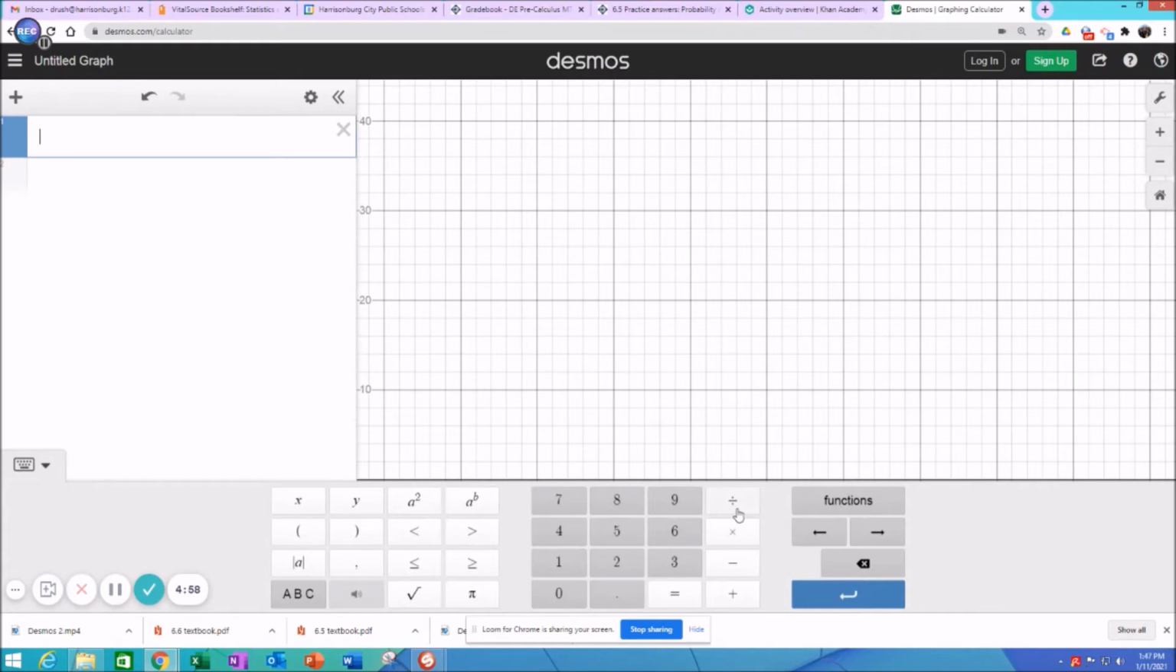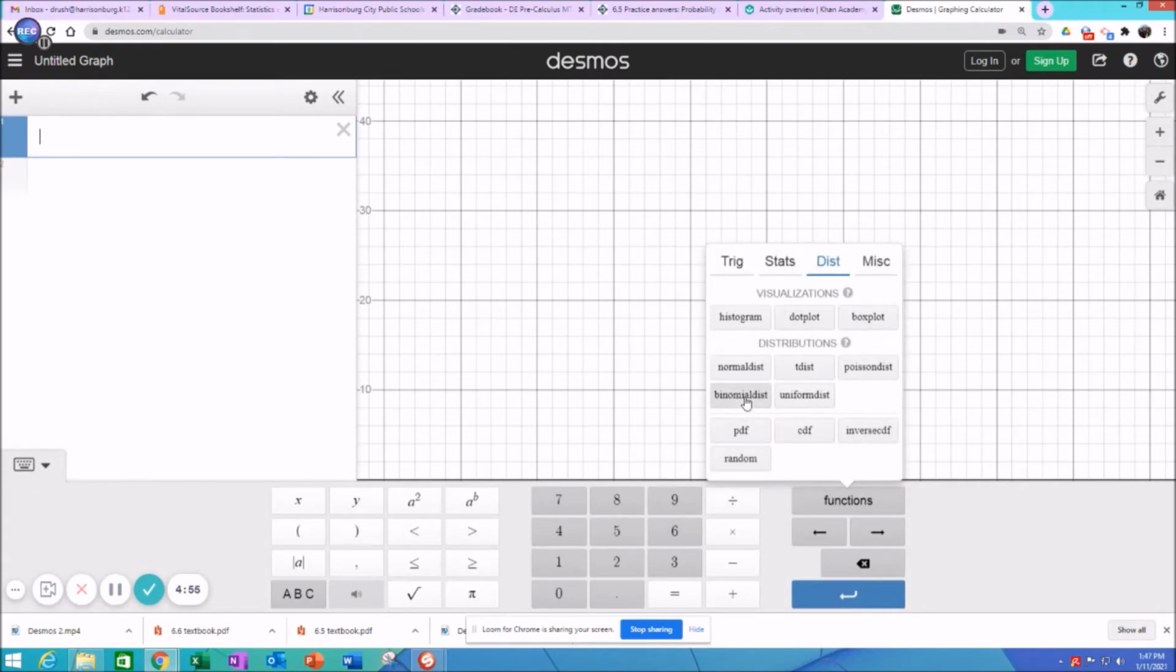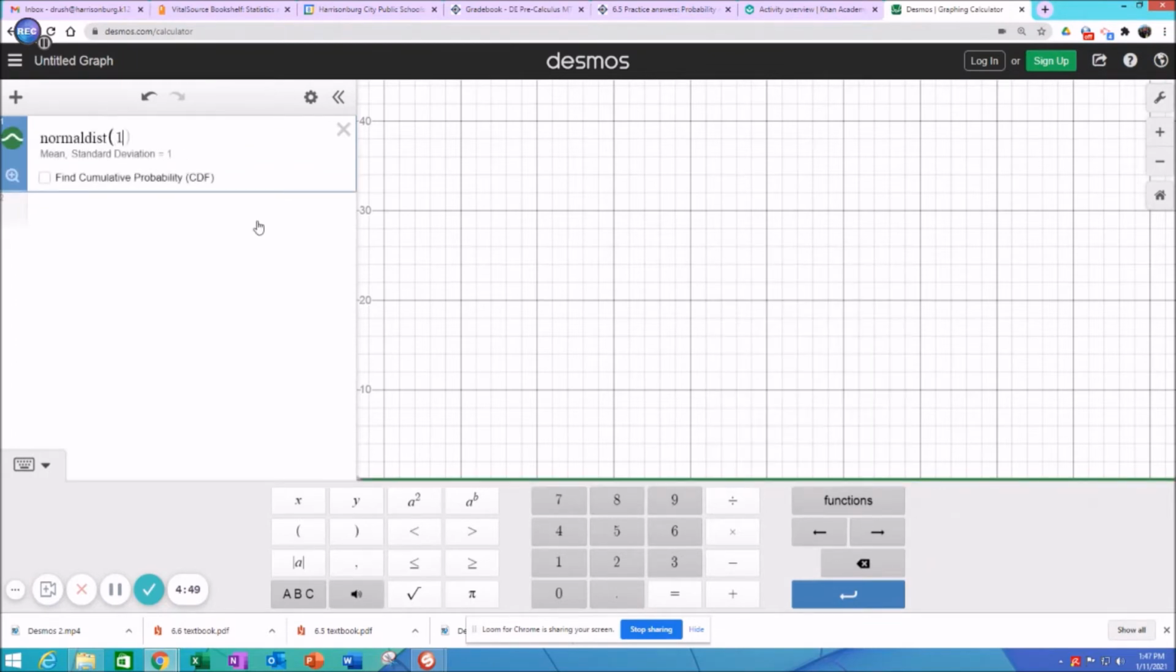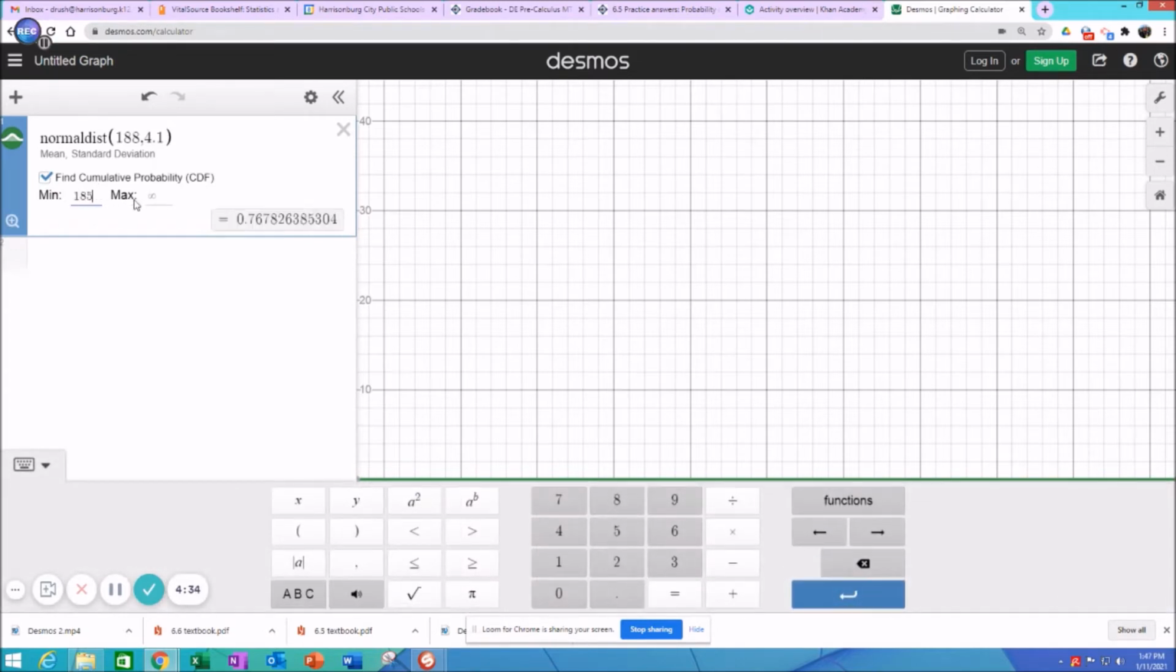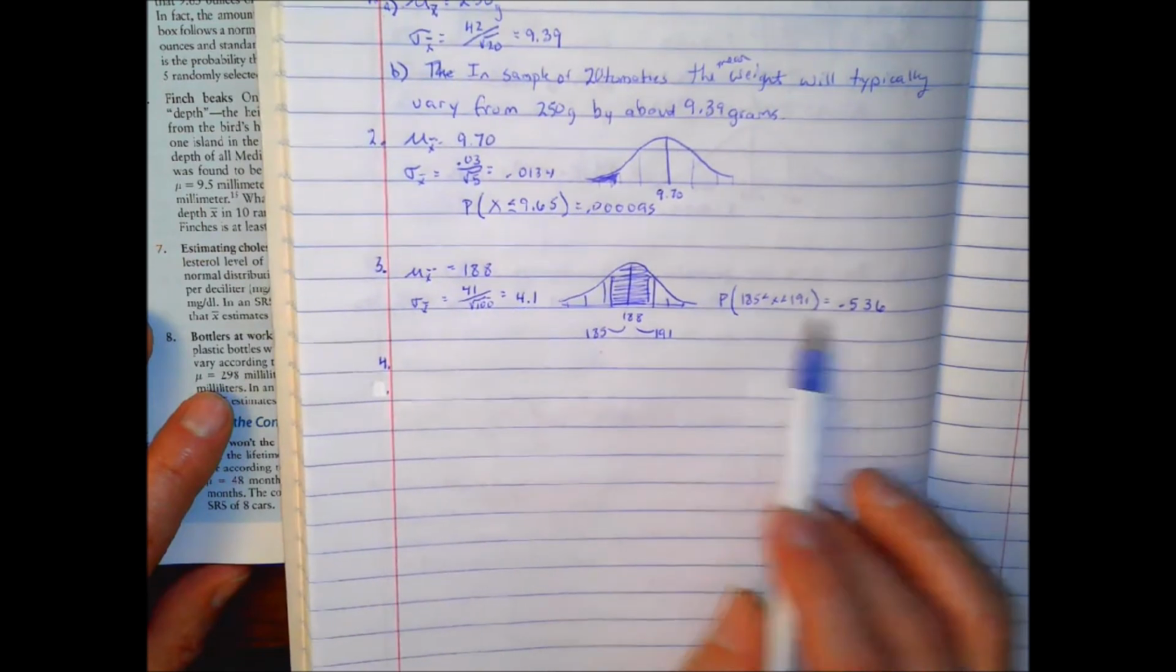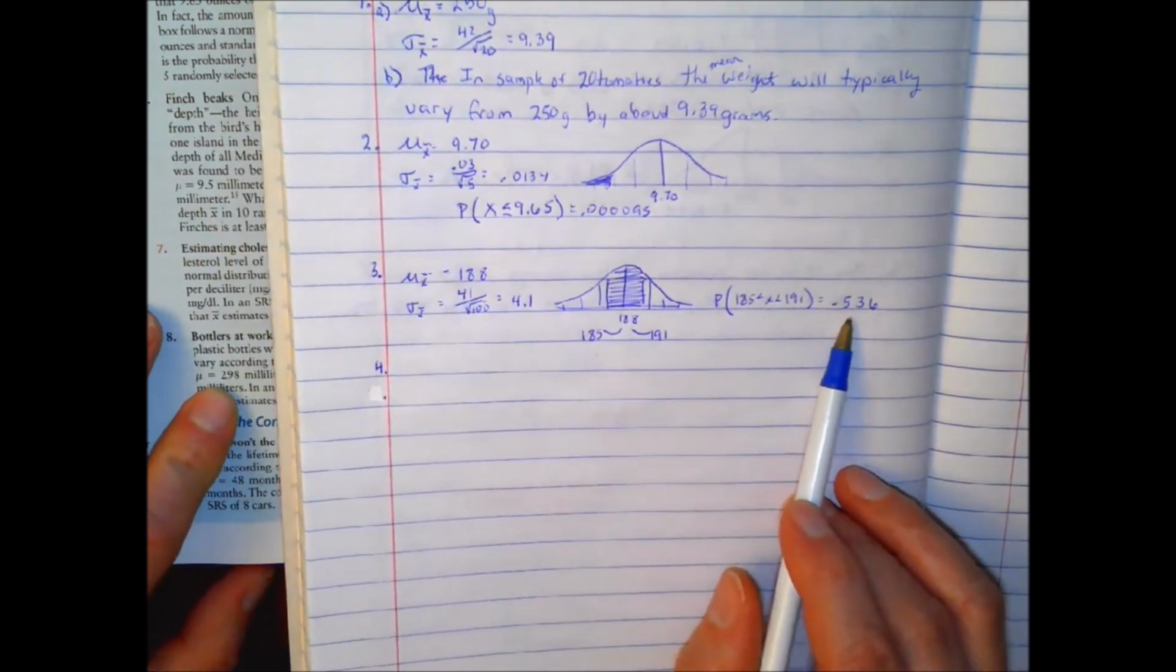Once again, we said the population is normal, so my sampling distribution is normal, not binomial. It is a normal distribution. We said our mean was 188, and our standard deviation was 4.1. And we want to know the probability that those will be within 3, so from 185 to 191. The probability that it's between those two is 0.53536. So the probability between 185 and 191 was 53.6%. Of the time it'll be within 3 points.